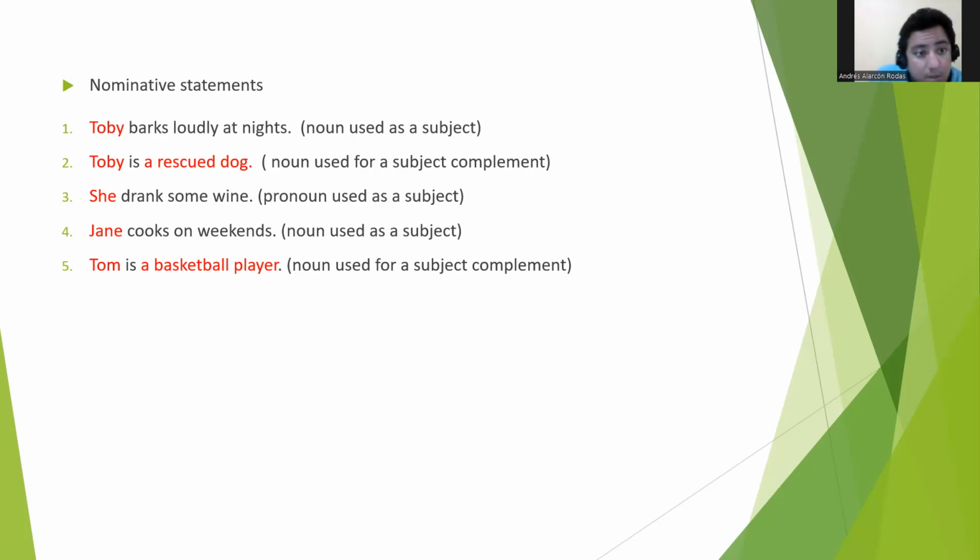Okay, so in number 2 it says that Toby is a rescued dog. The noun is used for a subject complement. Toby, the dog, who is Toby, is a rescued dog. And number 5, Tom is a basketball player. Okay, this is a noun used for a subject complement. What does Tom do for a living? So he's a basketball player. Okay, let's continue with the other case.